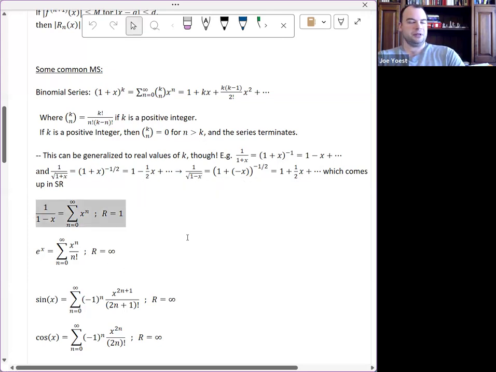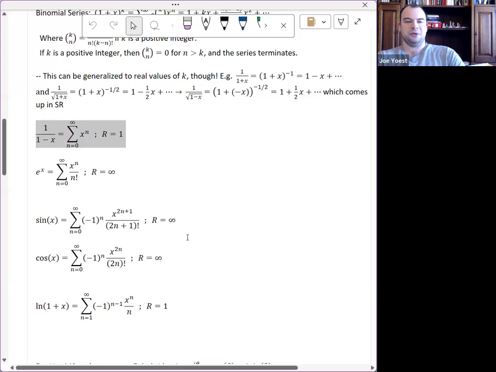We, of course, are familiar with these next couple. 1/(1 - x) is the sum of x^n with a radius of convergence of 1. e^x we saw last time, we generated this a couple different ways. The sum from n = 0 to infinity of x^n/n!. And here we have radius of convergence the whole real line.